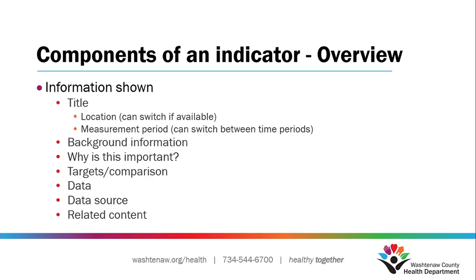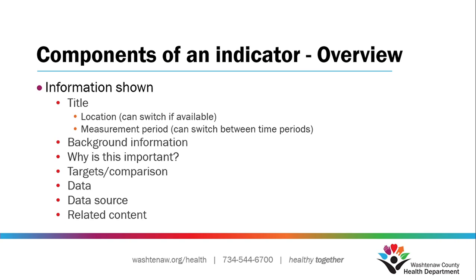Okay, so what information is conveyed by each of these indicators? Just to give an overview of the layout that is consistent across all indicators on the site. So first you'll see the title of the indicator that summarizes the information being displayed. Then you will see a location, which is where you can switch if additional geographic information is available beyond the county level for that indicator. And you will also see the measurement period that you are looking at being displayed there as well.